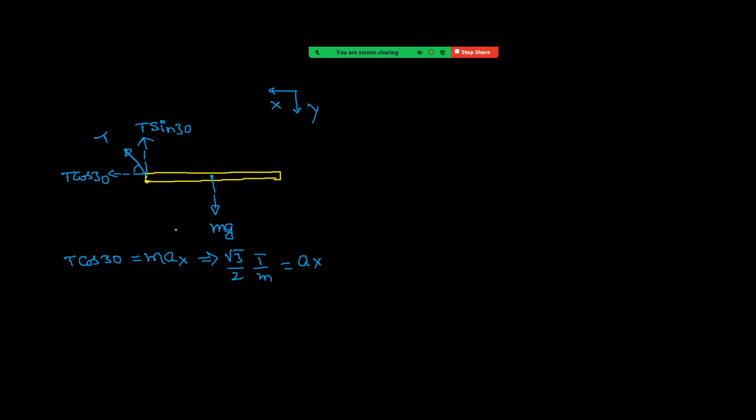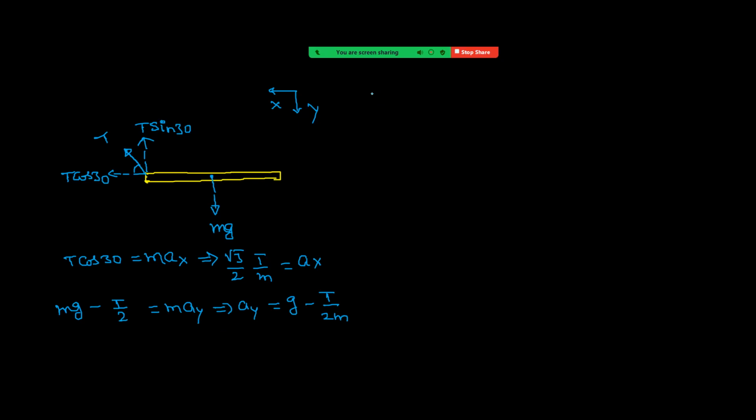Right? Next, along the y-axis, it is mg minus T sin 30, that is T by 2, equal to m into ay. From this, ay is equal to g minus T by 2m.